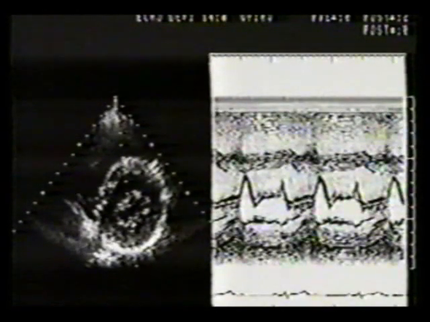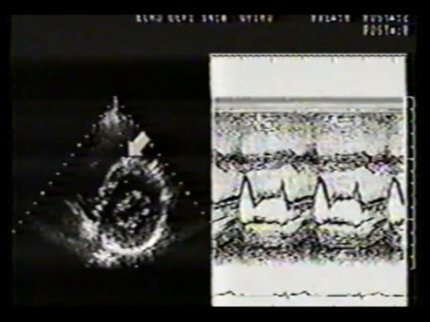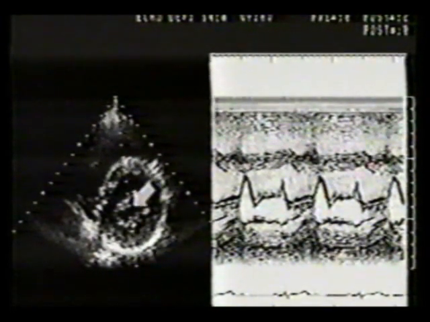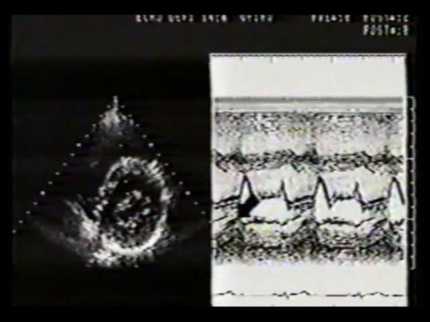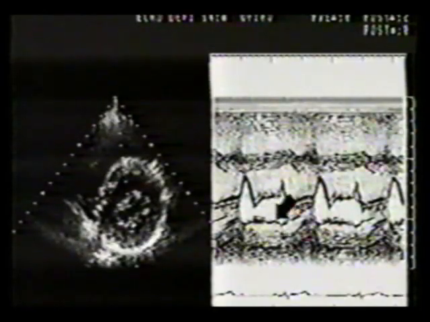Here, the M-mode cursor has been directed through the short-axis view of the left ventricle at the level of the mitral leaflets. The anterior mitral leaflet moves with a characteristic M-shaped pattern, while the shorter posterior leaflet moves in mirror image with a W pattern.